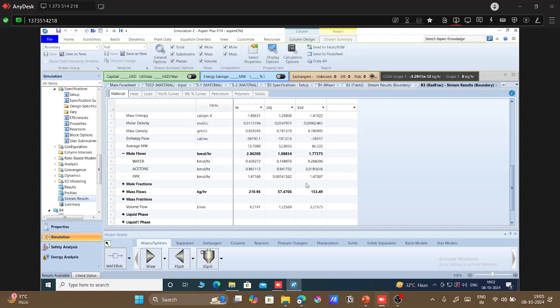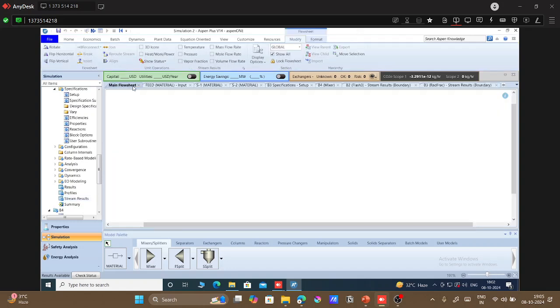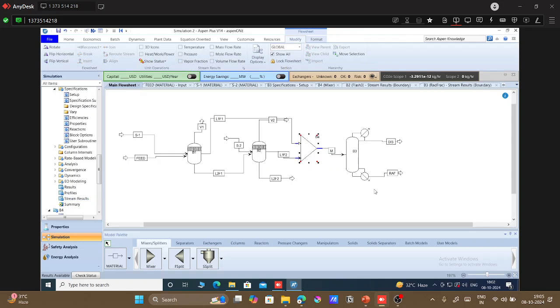Okay, and you can see in our distillate majority of acetone has come out with a small amount of MIBK and water, while in the bottom we have majority of MIBK and the remaining water. So this is how the separation is achieved for the water acetone mixture via third component MIBK, and that is being separated in the last distillation column.